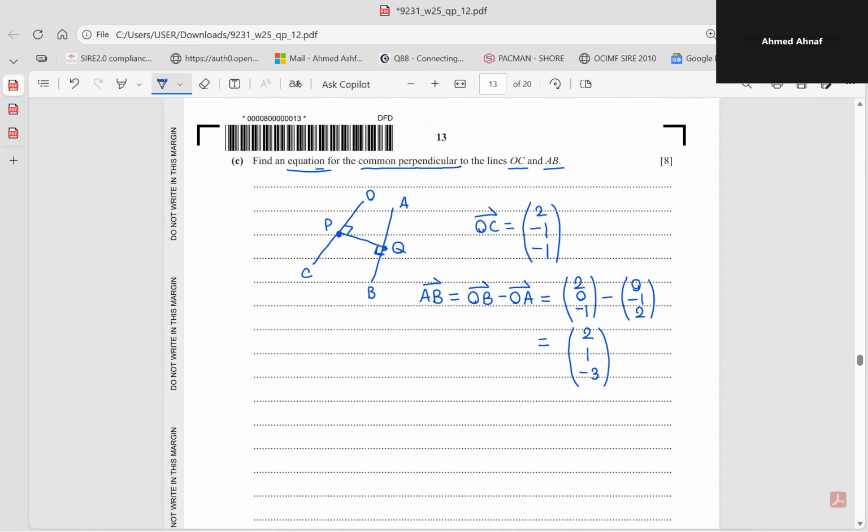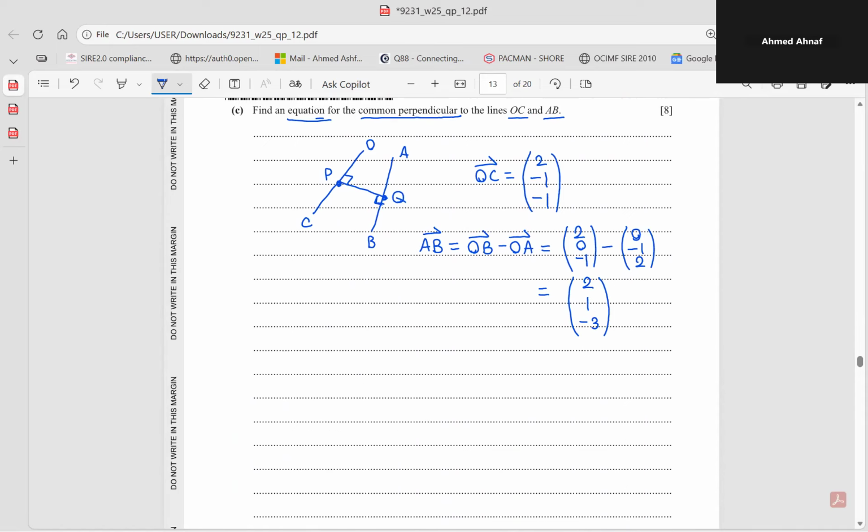Okay. Now we're going to find the position vectors of P and Q. So let's find the position vector OP. OP is just a general point, could be any point along OC. So we're just going to write down the vector equation of OC. So O, which is the origin, so this is 0, plus the direction vector times a scalar. We're just going to let the scalar be t, and the direction vector is just OC. So t times (2, -1, -1). So it's going to be (2t, -t, -t).